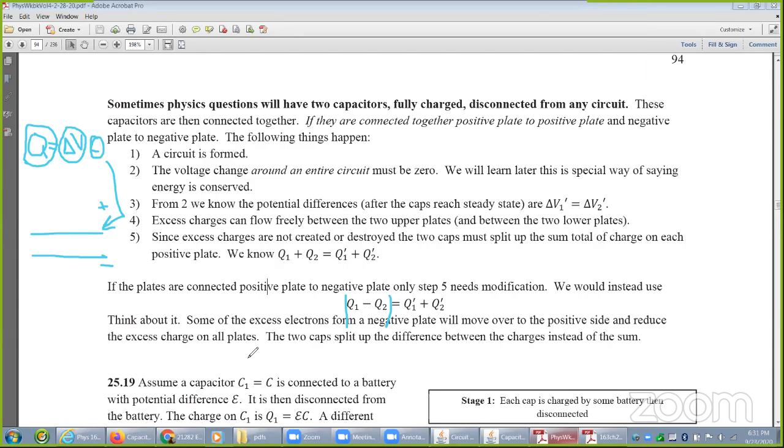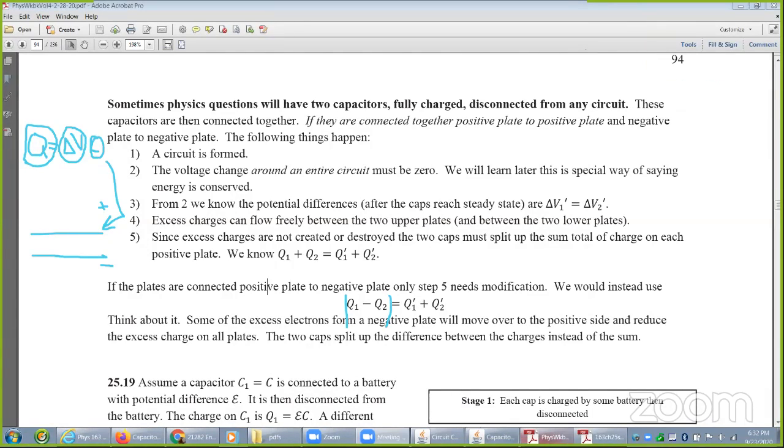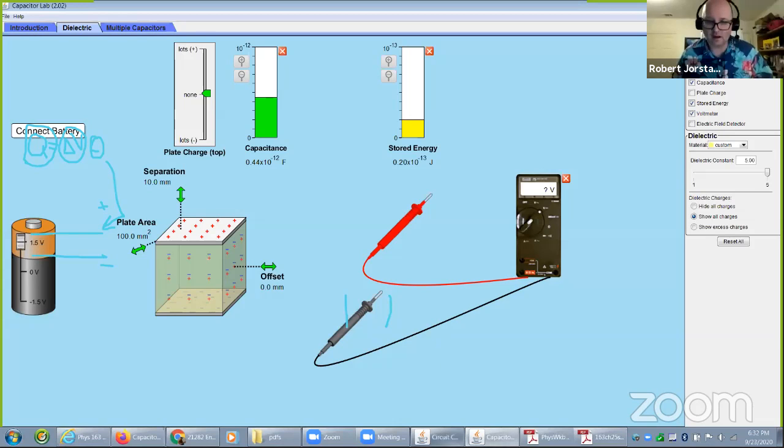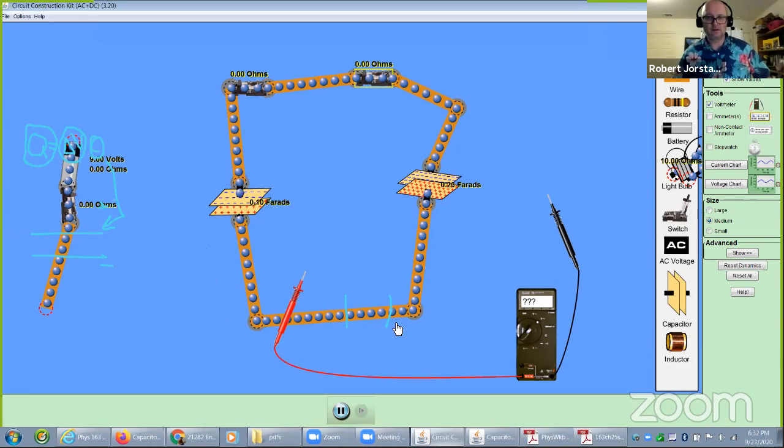No, I was just gonna say, could you maybe show in the simulator just really quick what you mean by when you connect positive to positive, this is true, positive to negative, this is true? Yeah, let's do it. All right, give me a sec here. I'm gonna open this up. I'm gonna clear my screen.